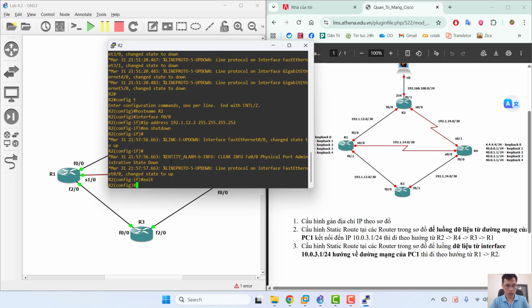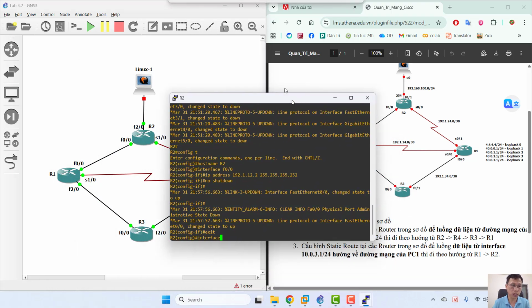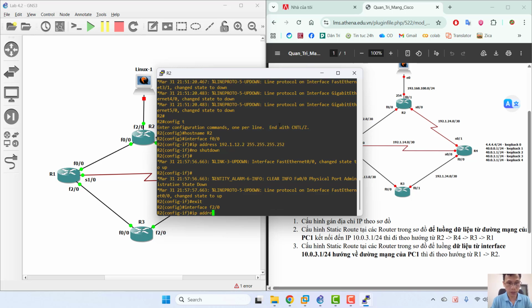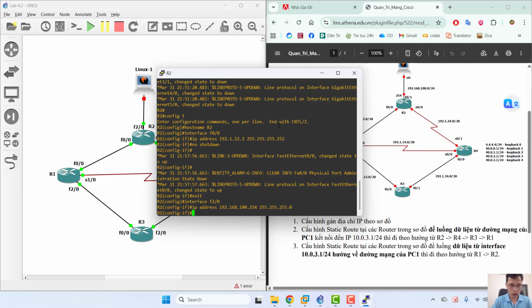Okay, access interface 2/0. Enter IP address 192.168.100.254, subnet 255.255.255.0. No shutdown.